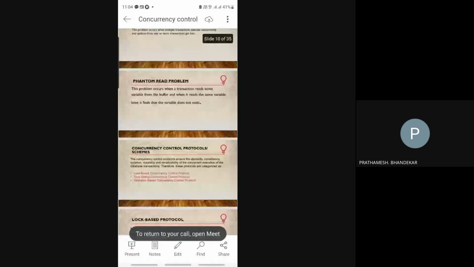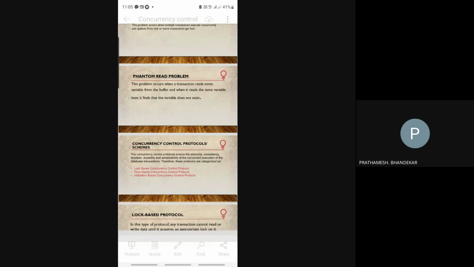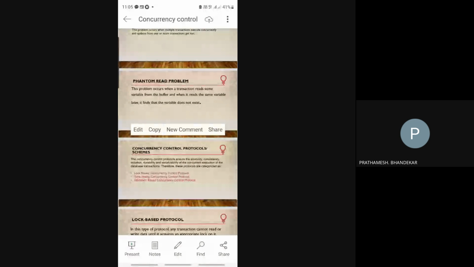So now we need to talk about the concurrency control protocols, right? Here we can see that the concurrency control protocol ensures ACID, right? ACID means what? Atomicity, consistency, isolation, durability, serializability. Okay, so now can anybody explain to me the exact meaning of atomicity? Anyone?